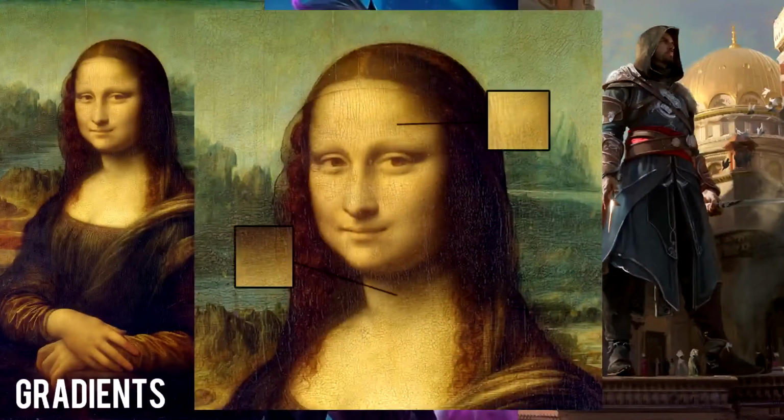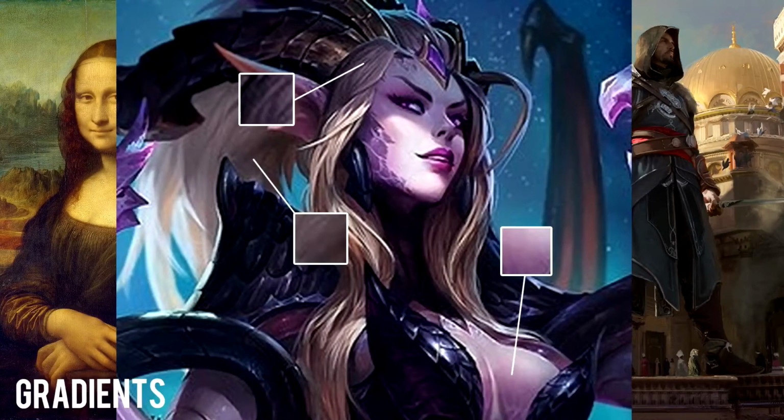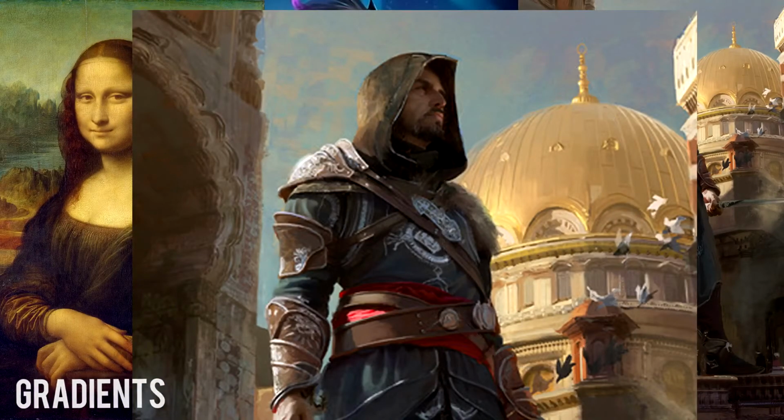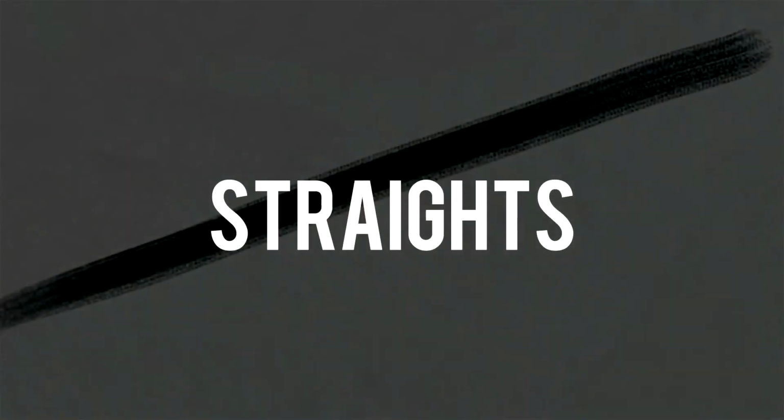And finally, gradients. These ones you will use to make things look realistic, three-dimensional, and have them feel like they have form, or to make cool light effects and fancy things like that. So, take your papers and sketchbooks out and let's practice.